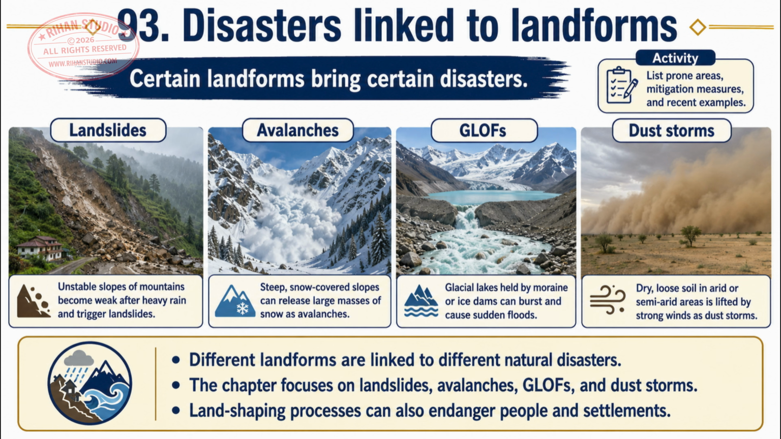Different landforms are linked to different natural disasters because the same processes that shape the land can also endanger the people living on it. The chapter focuses on four: landslides, avalanches, GLOFs, glacial lake outburst floods, and dust storms. For each, you're asked to note its prone areas, mitigation measures, and recent examples.